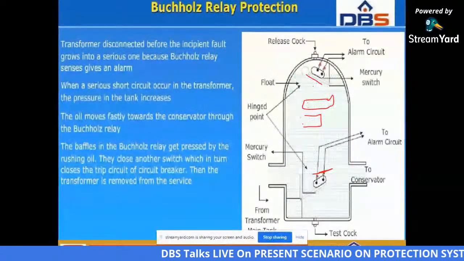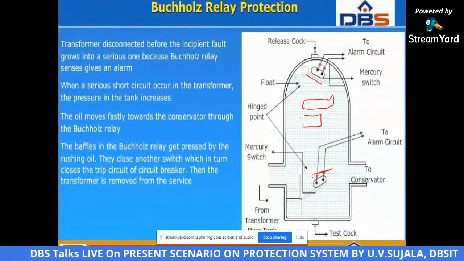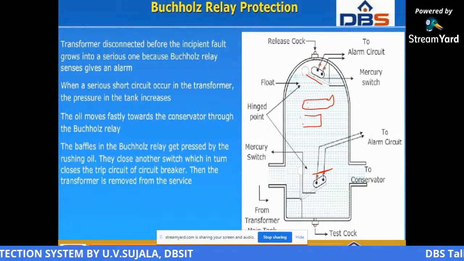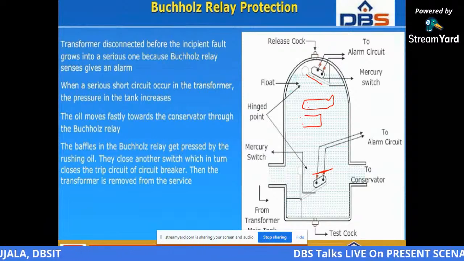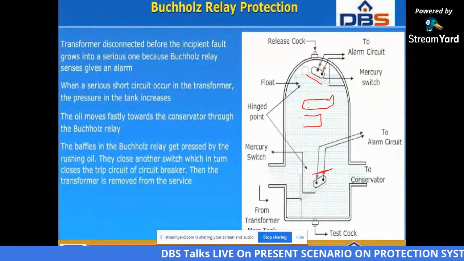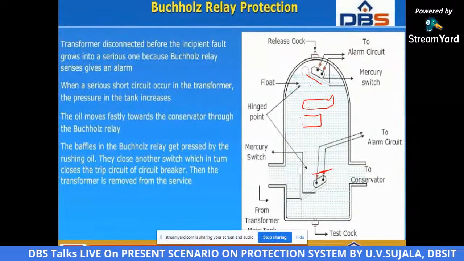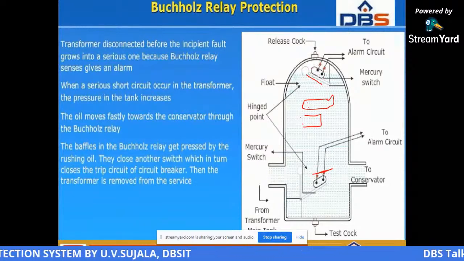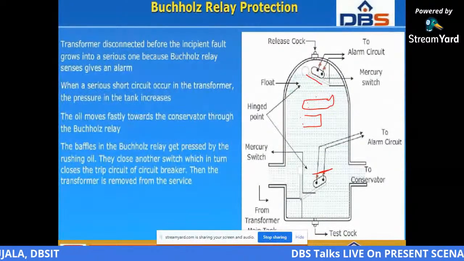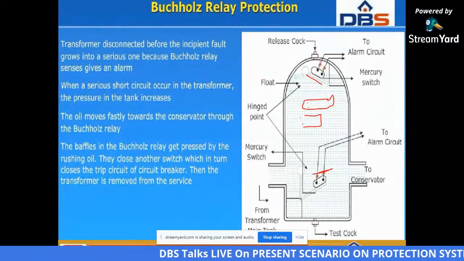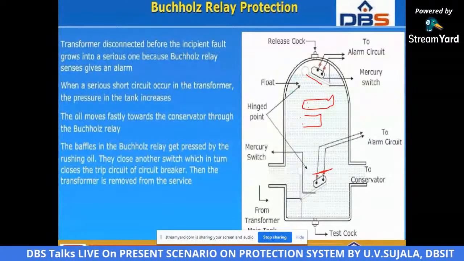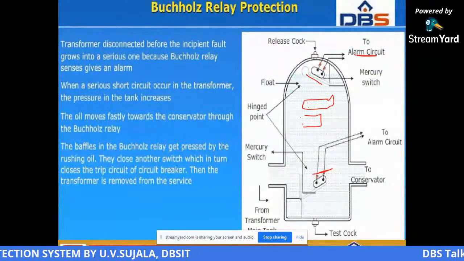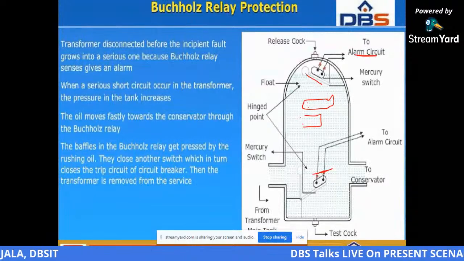What is the purpose of the two? Whenever there is a low failure, that is, whenever the oil is heating and gas forms, we have to release the cock and refill the oil. When a small repair is needed, the mercury, which is like this, will tilt like this. Then the liquid level changes, and the alarm will sound. Then we have to repair.